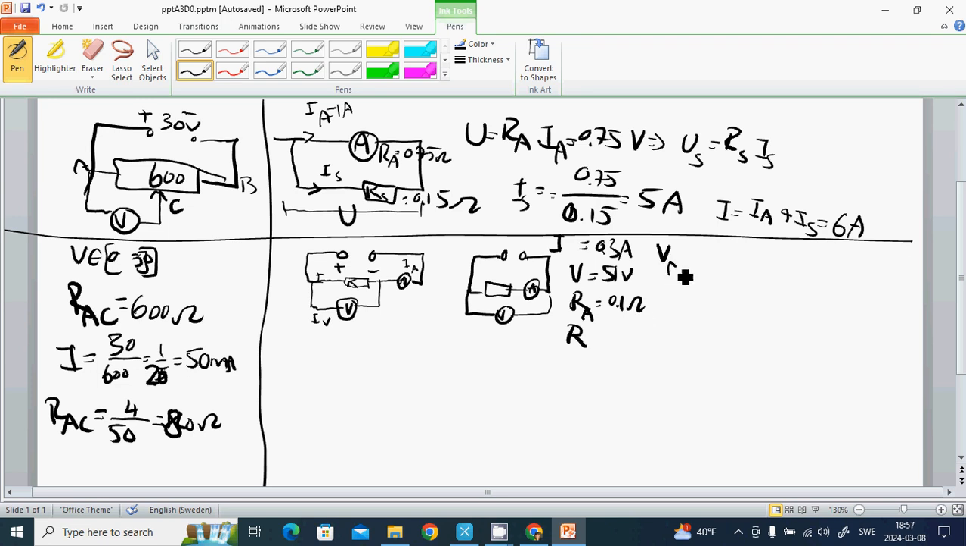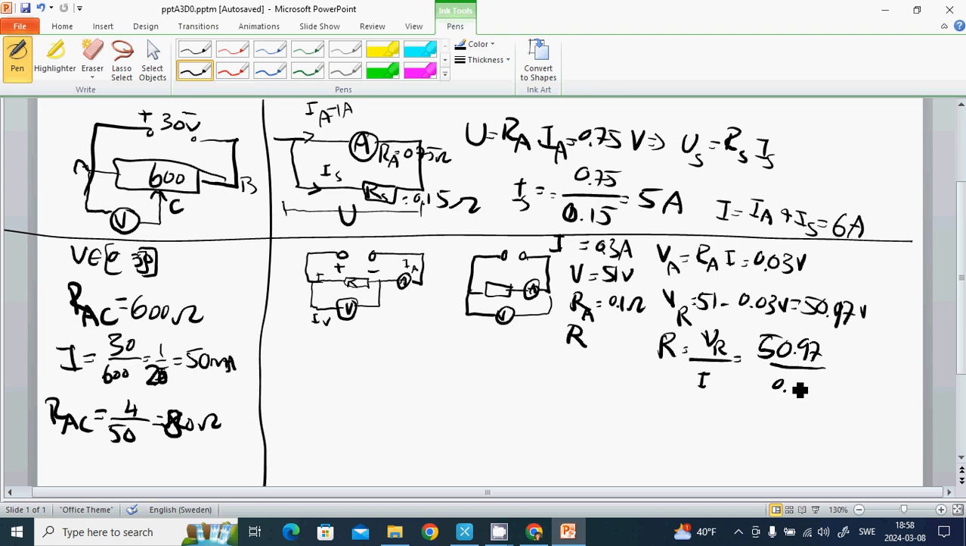We know that VA equals to RA times I is 0.03 volt, and VR is 51 minus 0.03 volt. It is 50.97 volt, and I is the same here. It is R equals VR divided by I is 50.97 divided by 0.3.